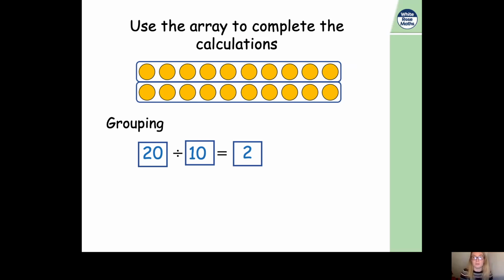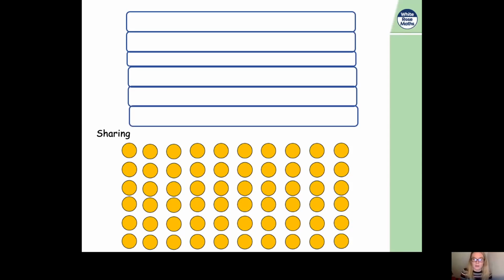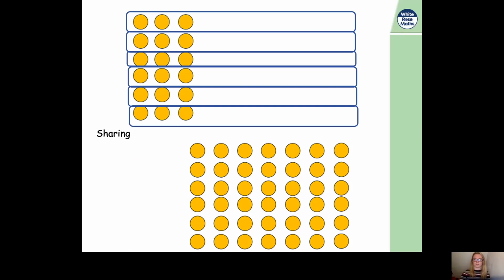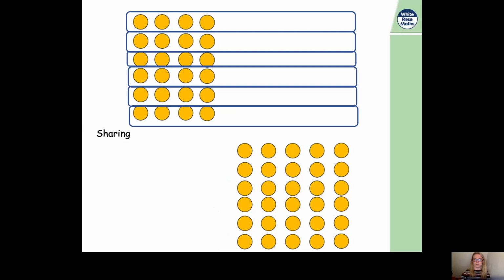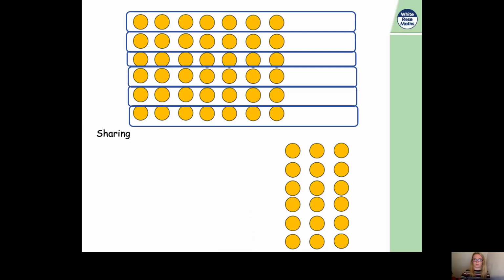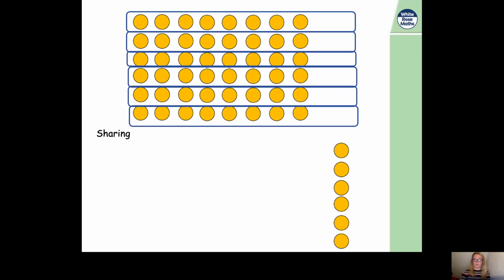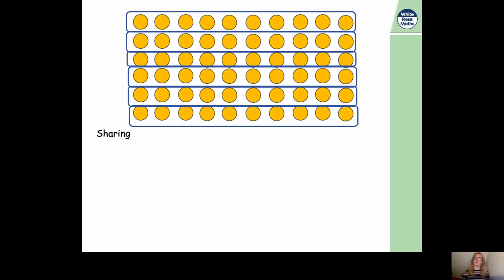Now we're going to look at some more questions, but this time we're going to look at sharing. So here is an array, okay? And in total, we have 60 counters, and I would like to share them into these 6 groups that I've got here. So let's start sharing them. There we go. I've shared out all of my counters into my 6 groups.